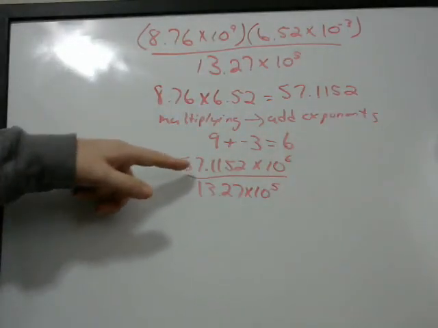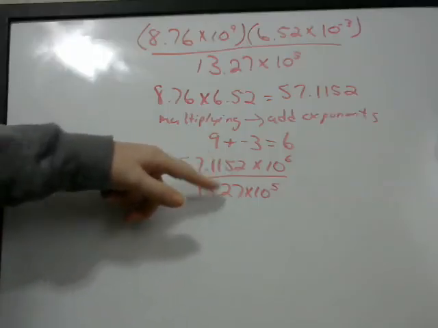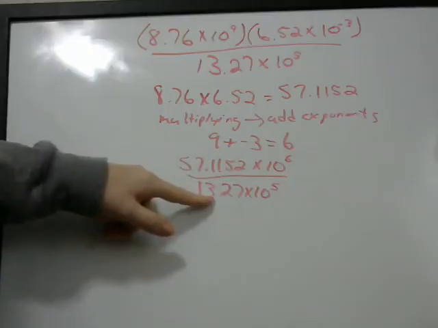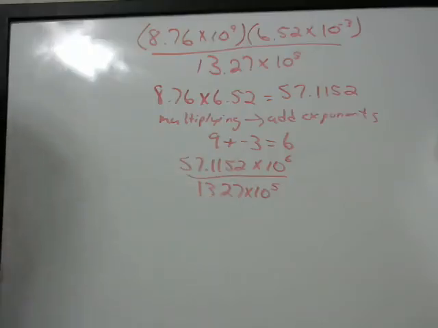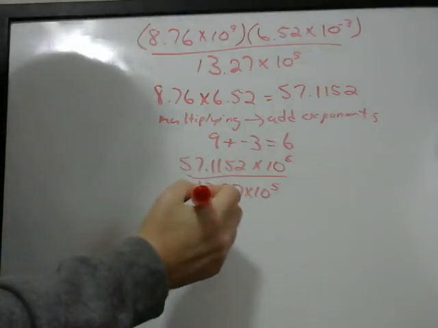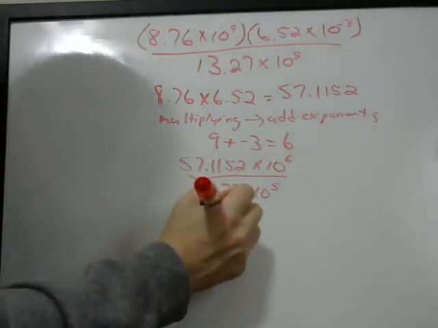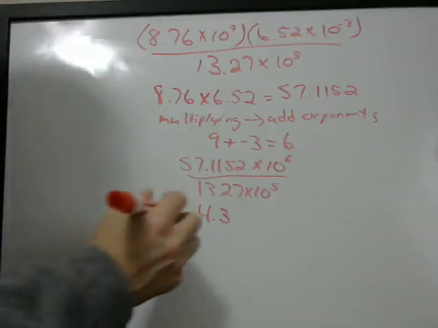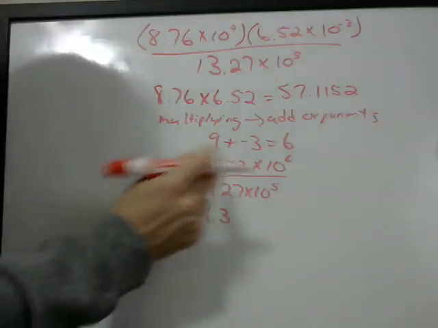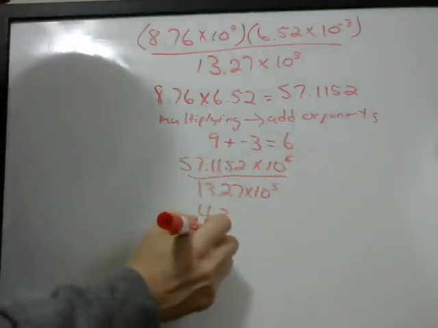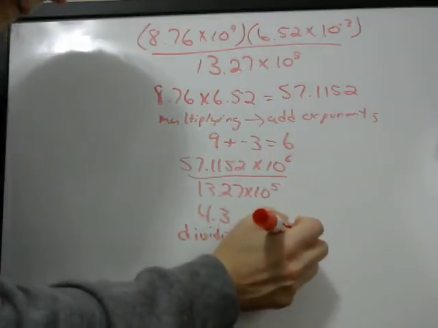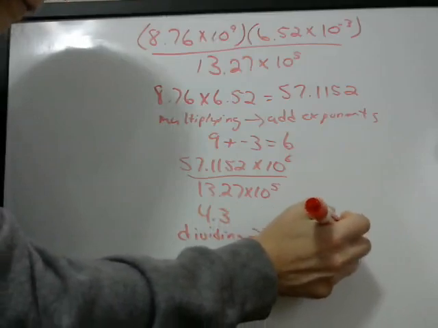Again, we're just going to do a normal division with the two base numbers, 57.1152 divided by 13.27. You plug that into your calculator and you're going to get kind of a long number. We're just going to round it to 4.3. Now we're dividing, so we're not going to add the exponents. When you're dividing, you subtract the exponents.